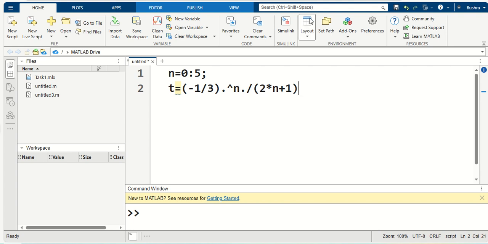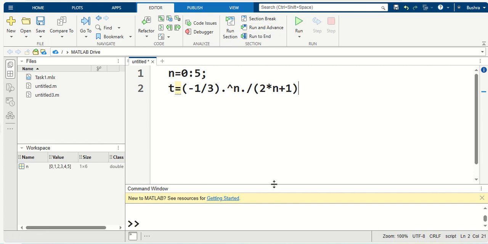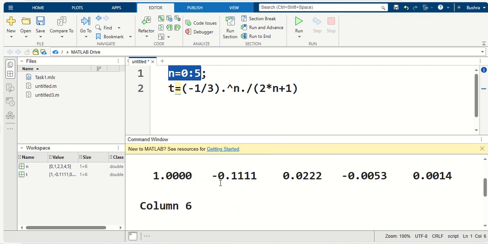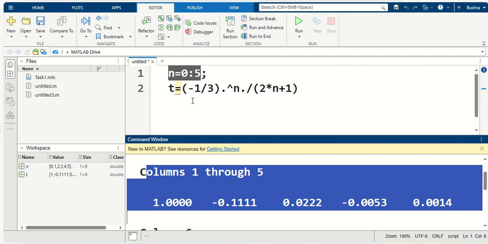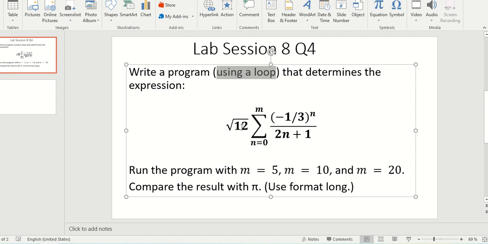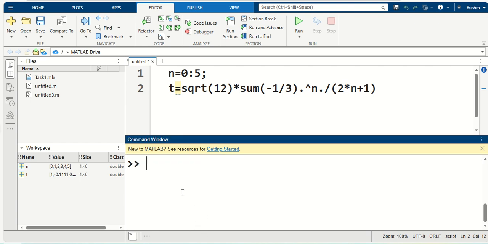Fine. Now if we run it, this will help us attain, if you see, there are 6 values of n, so likewise there will be 6 values of the terms, right? Then thereafter we have to sum all these terms up, because if you notice in the formula there is the summation. So all these terms from n's value 0 till 5, you're going to sum them up, and then you're going to multiply it by square root of 12. So I'm going to go back, use square root of 12, and then multiply it by the summation. So in this case, I'm going to get only a single result.